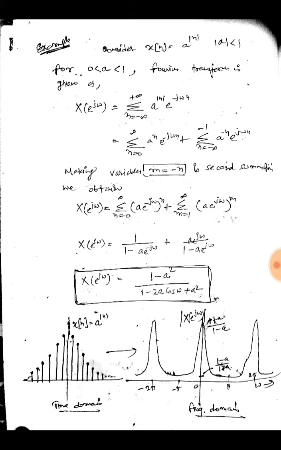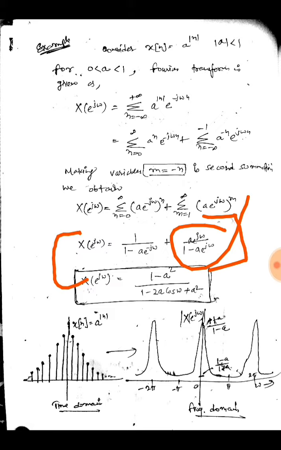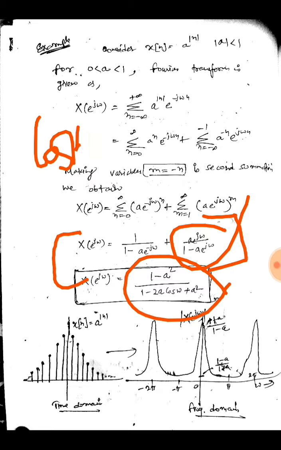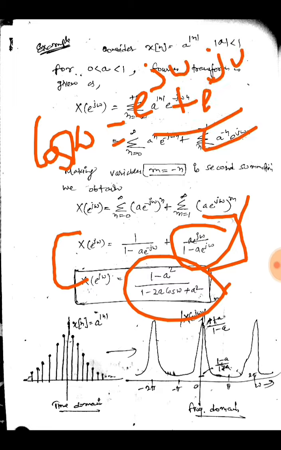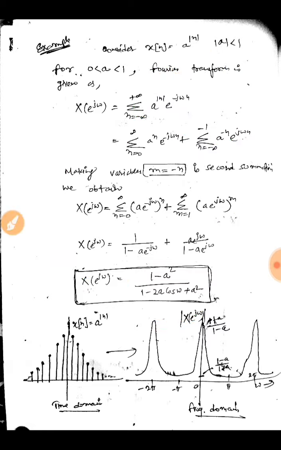So the discrete time Fourier transform, that is the DTFT of this function, comes out to be 1 upon 1 minus a into e raised to power minus j omega plus this term. If I add both of these terms, it becomes this, as cos omega is nothing but e raised to power j omega plus e raised to power minus j omega divided by 2. So using this equality, we can transform the exponential function into cos function, so it becomes this one.